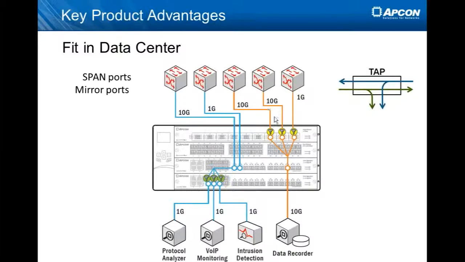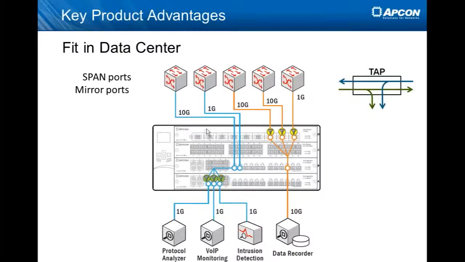We're also able to take multiple source ports and aggregate them together into a single data stream for things like a data recorder that would need to monitor multiple parts of your network. You'll notice a couple of other details here. Here we're aggregating these two data sources, one a 10 gig link and one a 1 gig link, aggregating that together and sending them out to 1 gig tools.